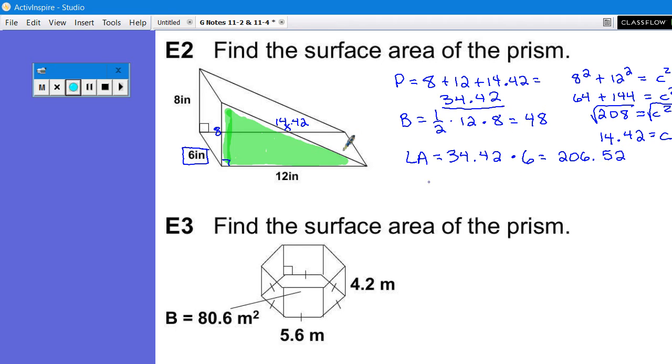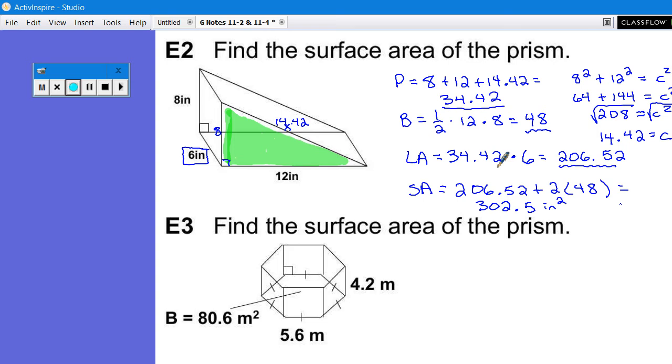When we go to our total surface area, remember, we're using what we already have right here in this lateral surface area at 206.52 plus 2 of our bases, which we already found. So 2 times 48. When you total that up, that's going to give you a total surface area of 302.5, and your unit is going to be inches squared.